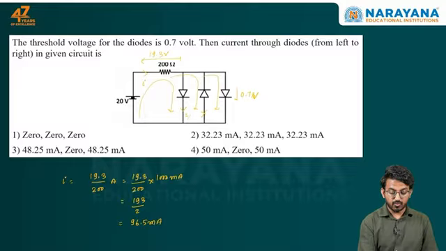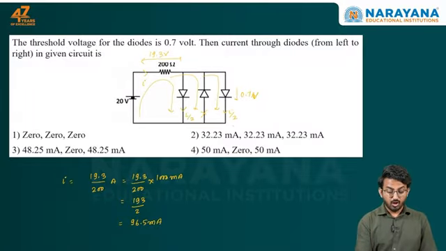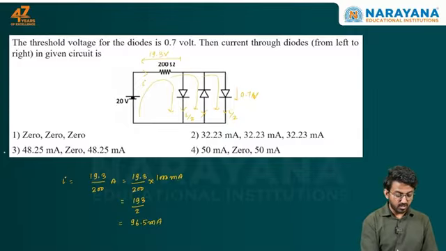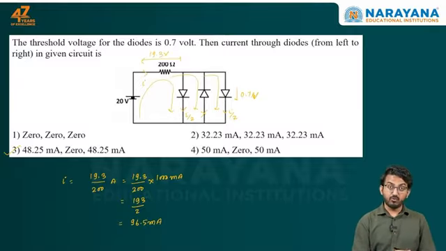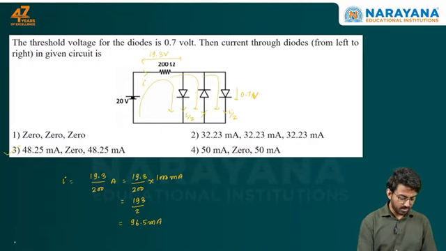And realize that all of that current will divide into two parts. So, some current is going to be I by 2 coming here and I by 2 coming here. So, current in each branch is going to be half of this, which is going to be the third option here. Left to right, 48.25, 0 and again 48.25. That's an easy question.